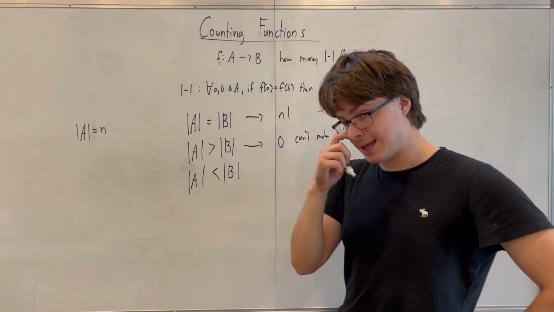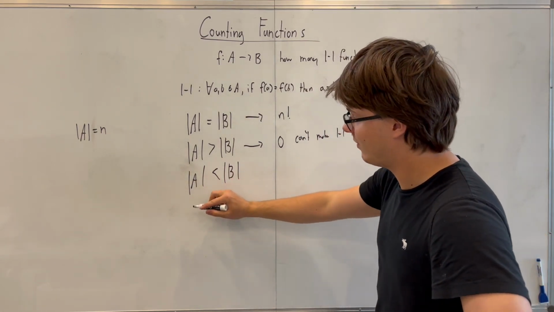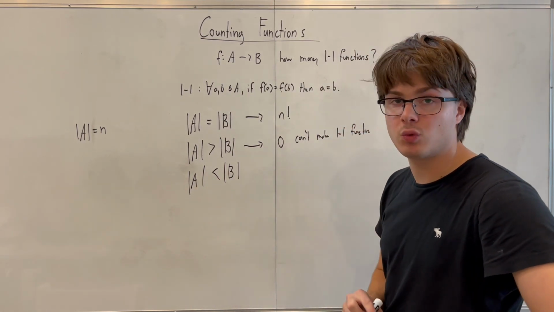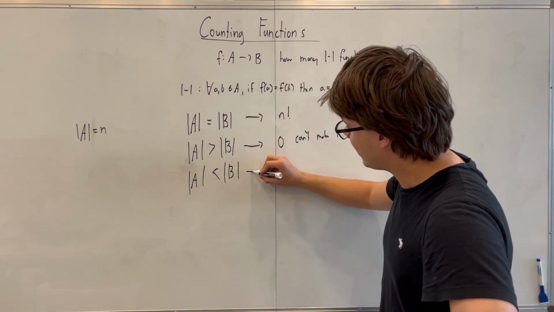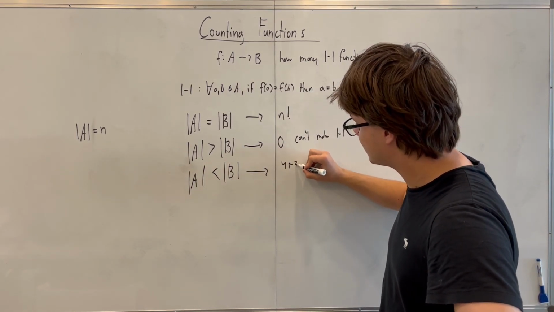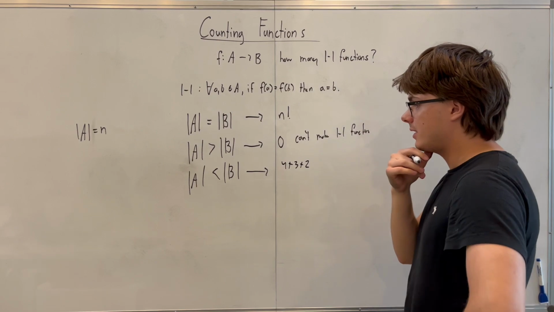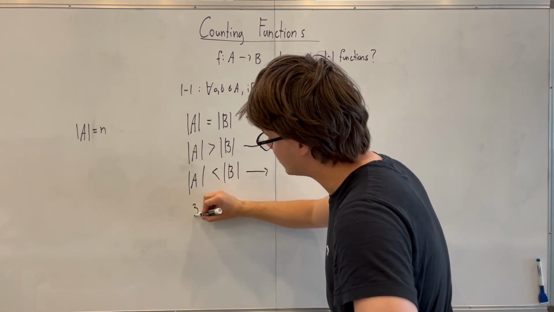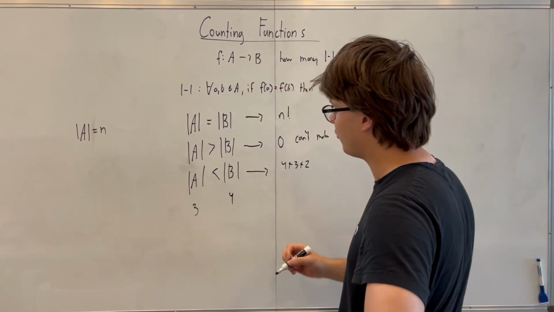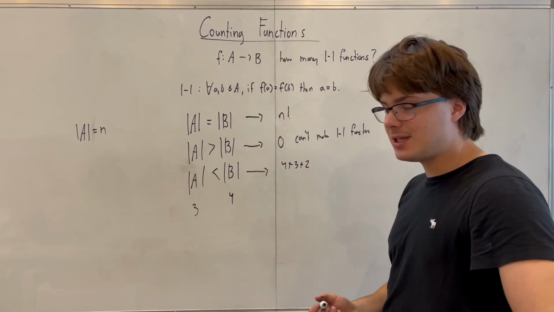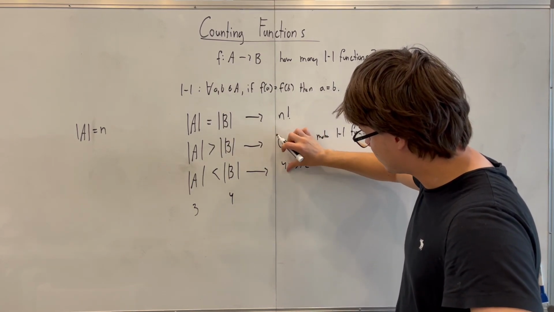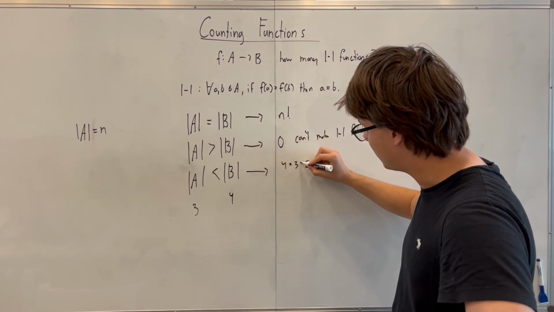But what if our A is less than B? Like we had the example of 1, 2, 3, and then B had 1, 2, 3, 4. Well, we found the answer was 4 times 3 times 2. Now, what did we notice? Well, the size of A was 3, and the size of B was 4. What can we maybe see here? Well, this is actually going to be equal to, this is multiplication, my apologies.